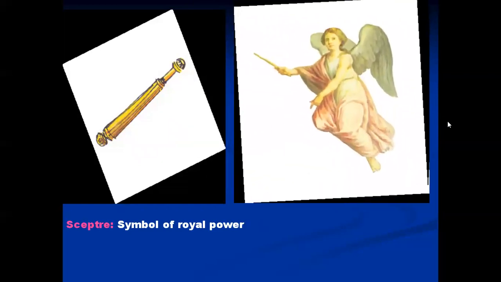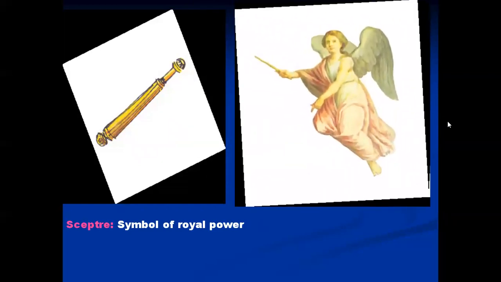The third symbol is the sceptre. Sceptre stands for the royal power. So this is the symbol of royal power. See the picture. Next important one is the winged woman. The winged woman, this picture stands for the personification of law.